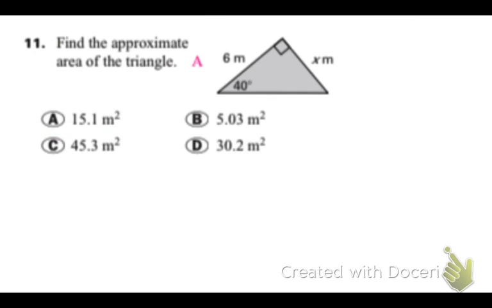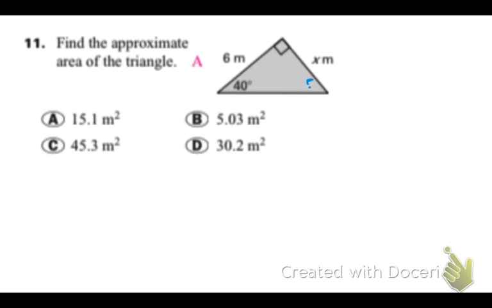Okay, find the approximate area of the triangle. Let's check and see. Do we have special triangles here? It tells us that this angle is 40. Darn. So it's not a 45-45-90. It's not a 30-60-90. It's a 40, 90 something.